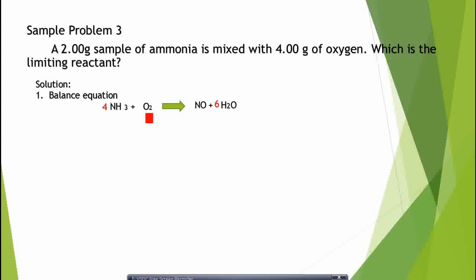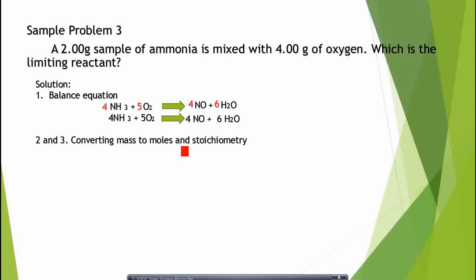Oxygen. Oxygen in the reactant is 2, while in our product we have 4 and then we have 6, 10. 10 atoms of oxygen here. So let's put as coefficient 5 in the reactant. 5 times 2, 10. So it is now balanced. Let's proceed to steps 2 and 3, converting mass to moles and stoichiometry.